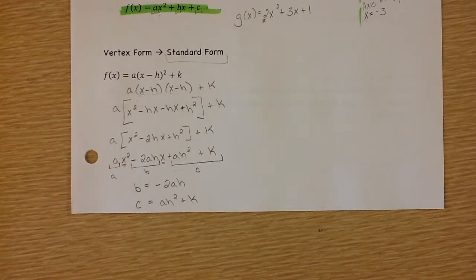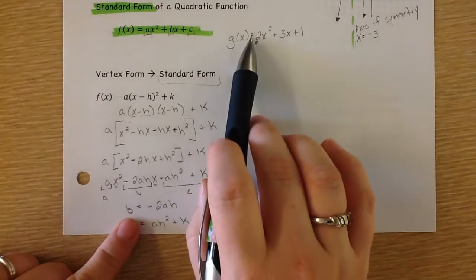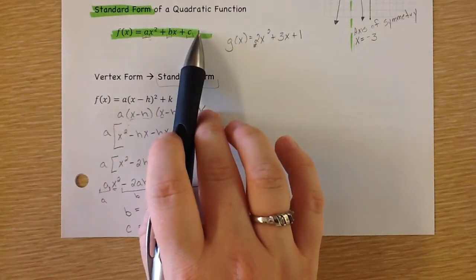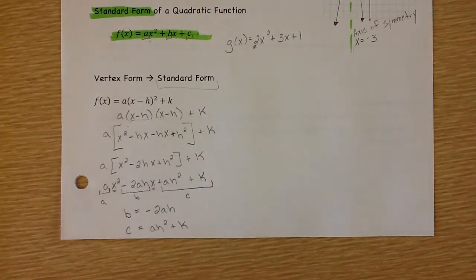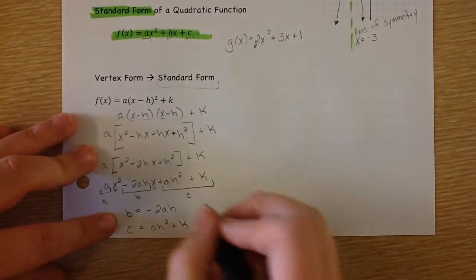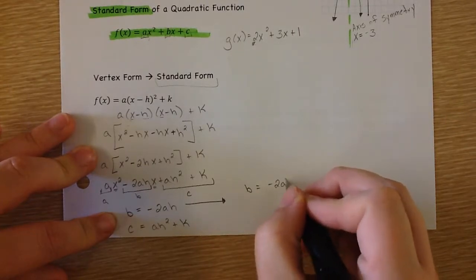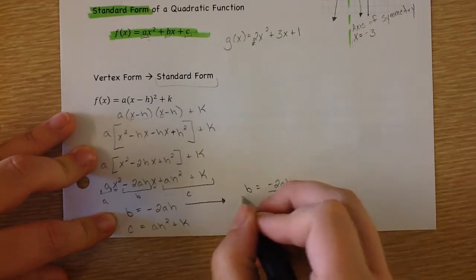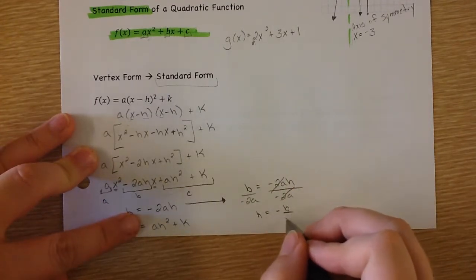You might be like, okay, why in the heck does that even matter? Why do I even care? Well, why you care is you can actually then get some information from your standard form. From this, if I was to take this equation right here and solve it for h, it would be dividing both sides by negative 2a. So then my h is equal to negative b over 2a.